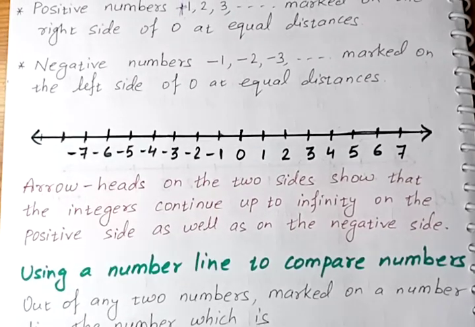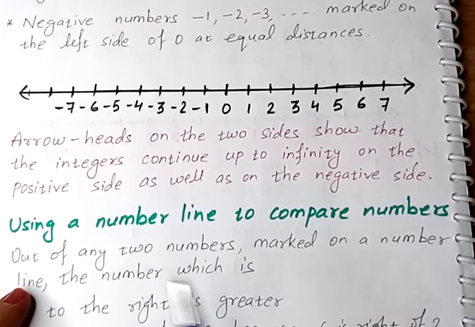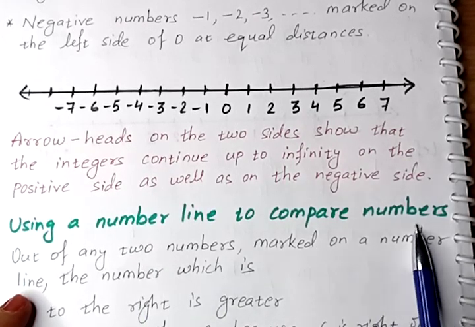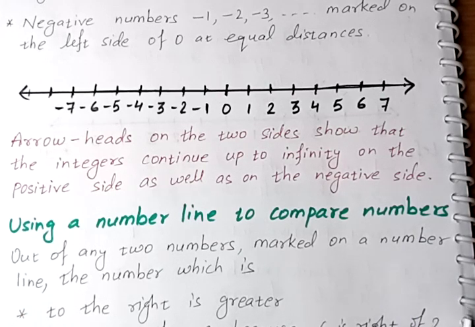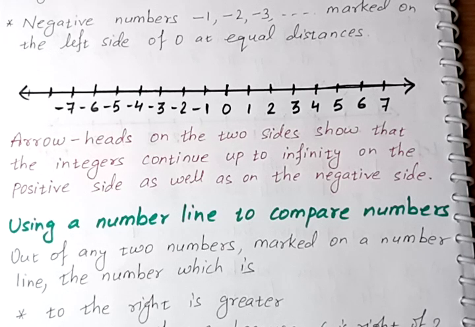Now children, next is using a number line to compare numbers. We can use a number line to compare numbers. Up to now you were reading only positive numbers, so it was very easy to compare 2 or 3 positive numbers. But now in integers, negative numbers are also introduced. So what are the rules to compare two negative numbers, or a positive and a negative number, or 0 and a negative number, or 0 and a positive number?